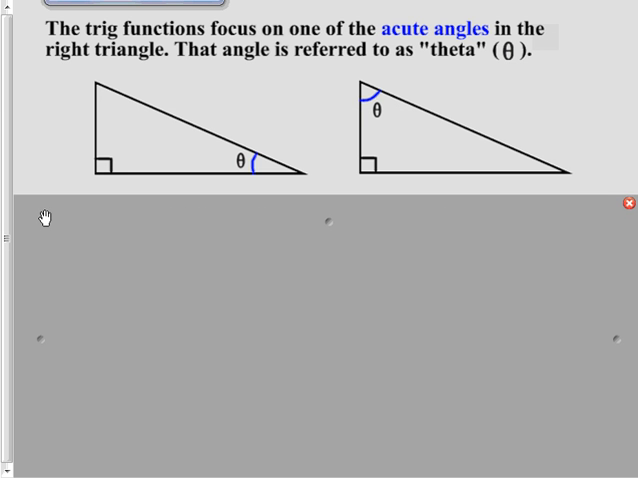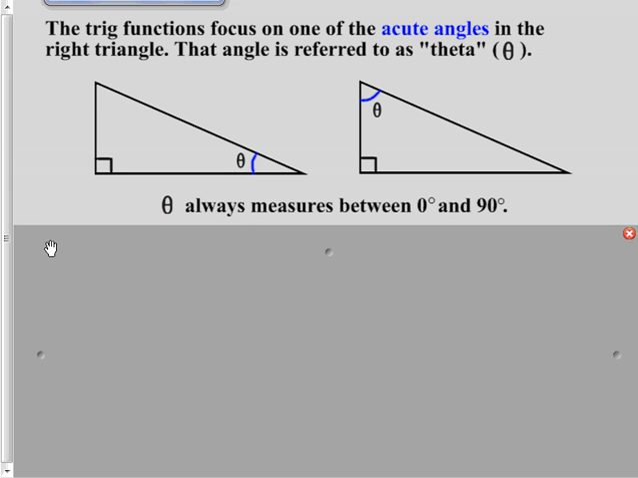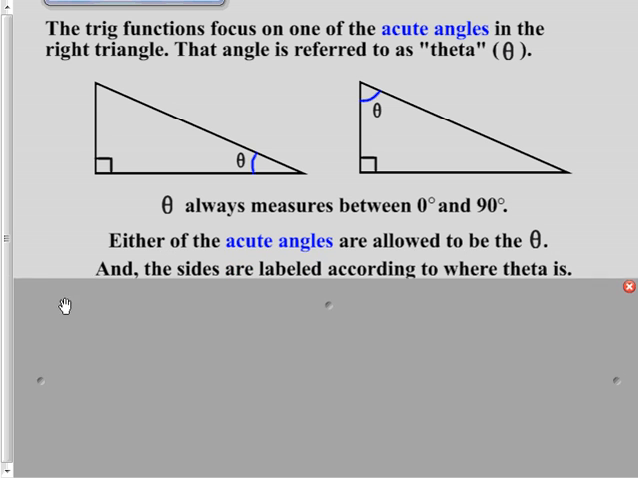Now, we're putting theta as one of the two acute angles in a triangle. So basically, I've just drawn the same triangle twice here and put theta in either location. Now, theta, as we said, is acute, so it means it's always going to measure between 0 and 90 degrees. It will never, ever measure 90 degrees or higher. Now, either of the two acute angles are allowed to be the theta. It will not affect the trigonometry.